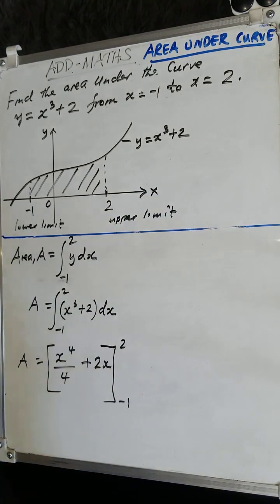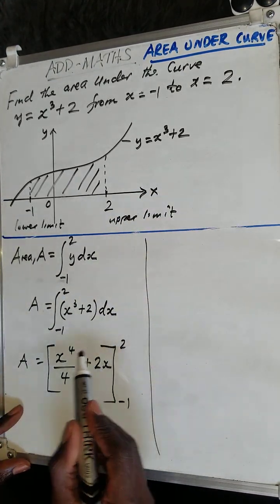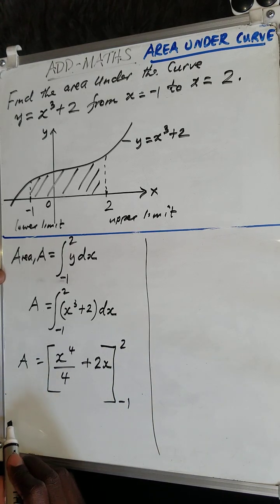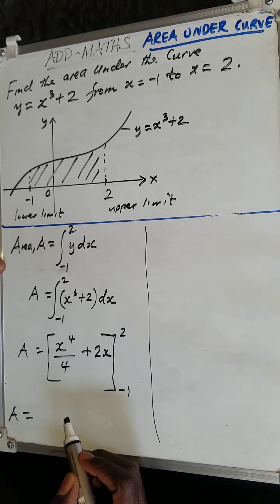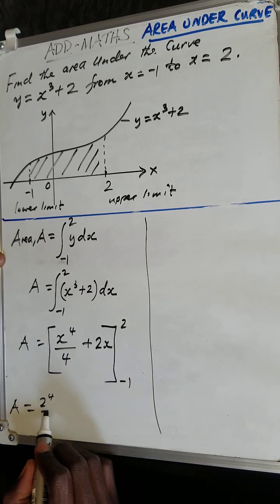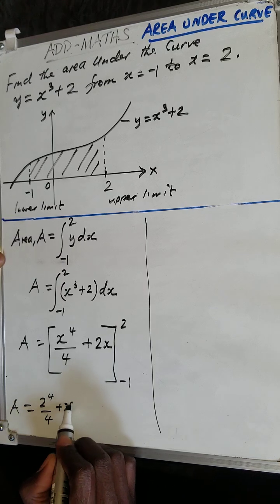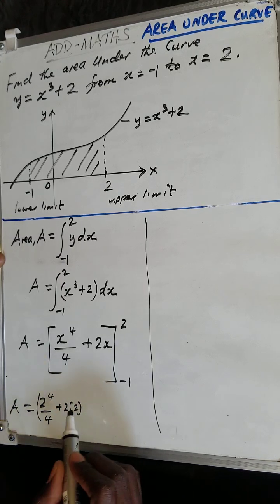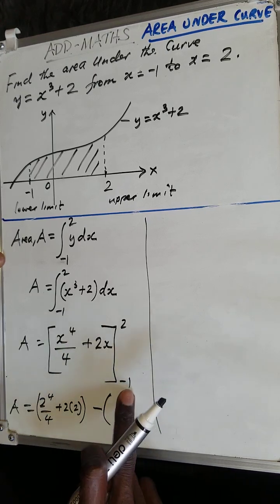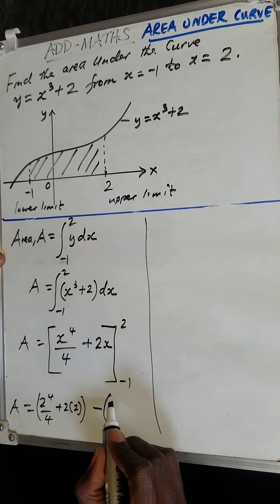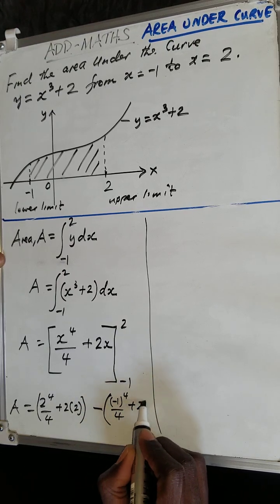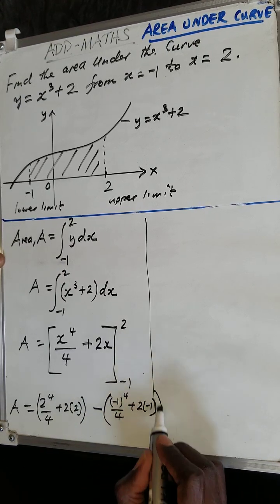So now what we need to do is replace the upper limit minus what we are calling the lower limit. In this case, my area will be equal to 2 raised to the power 4 over 4 plus 2 multiplied by 2. So this is replacing the upper limit. We subtract by replacing the lower limit into that expression. So it will be -1 raised to the power 4 over 4 plus 2 multiplied by -1.